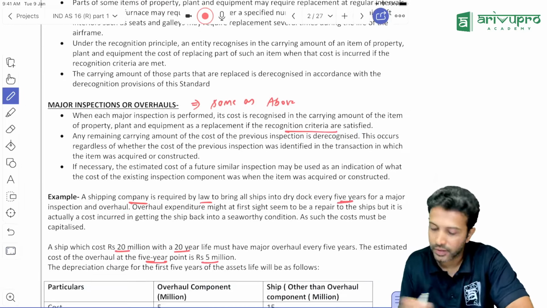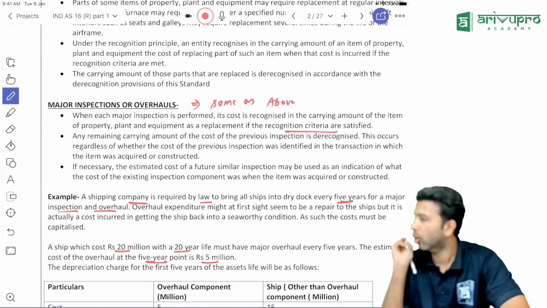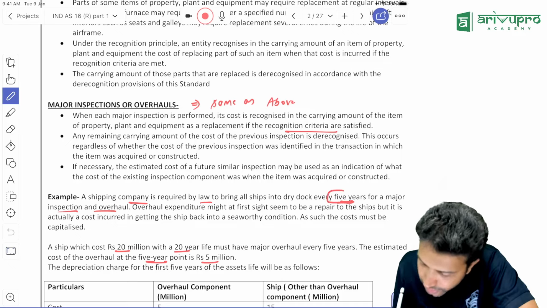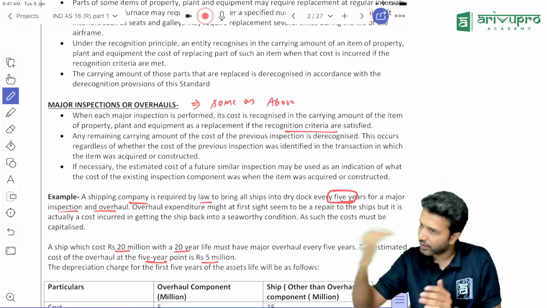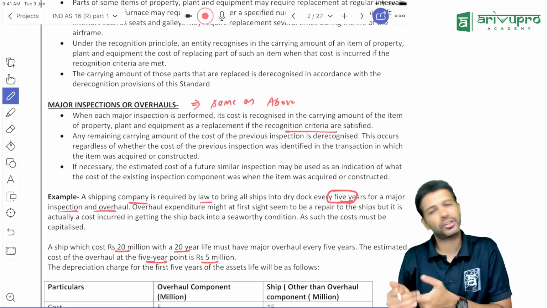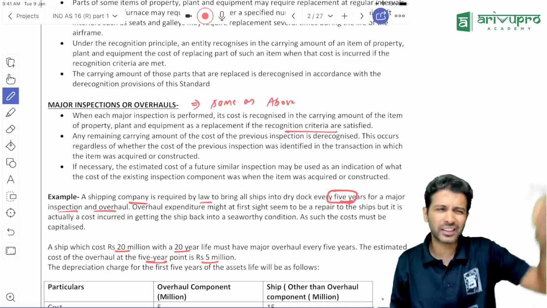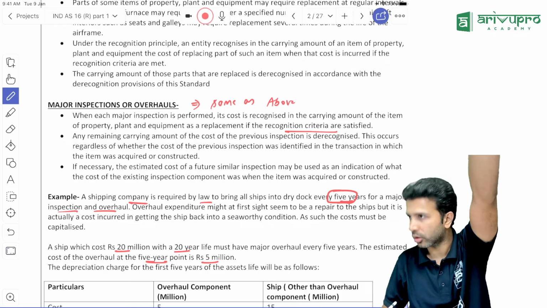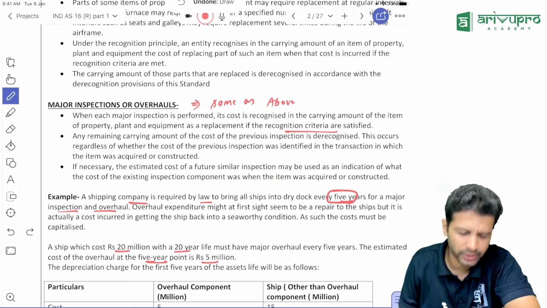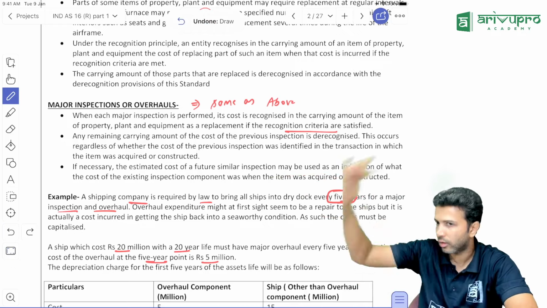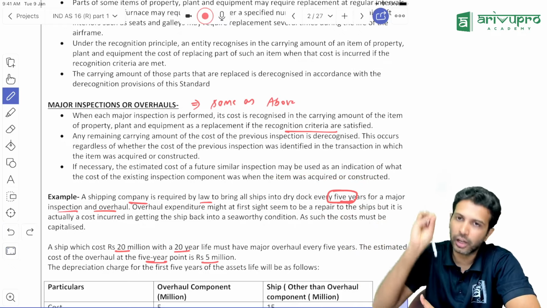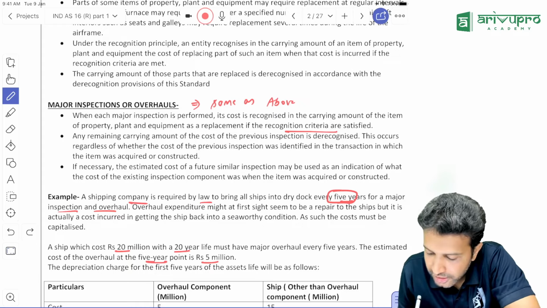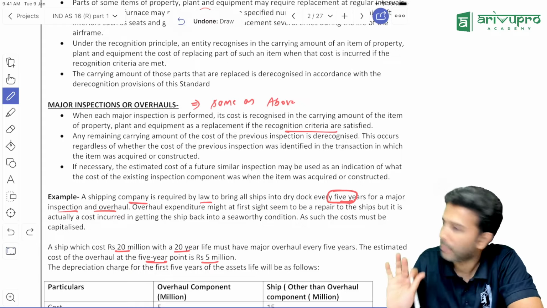every 5 years for a major inspection and overhaul. How many years once do you need to get your inspection done? Every 5 years, because a ship lasts for like 30, 40, 50 years, probably more. So every 5 years you need to do a thorough inspection, and only then can you proceed with your activity as per the law of the country. Overall expenditure, this is a story they have given, don't worry about that.